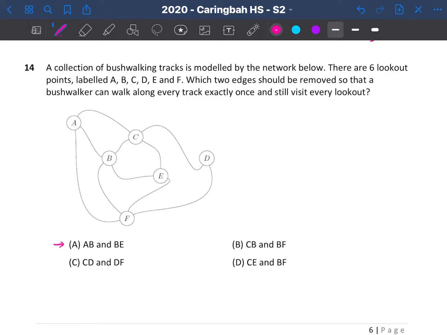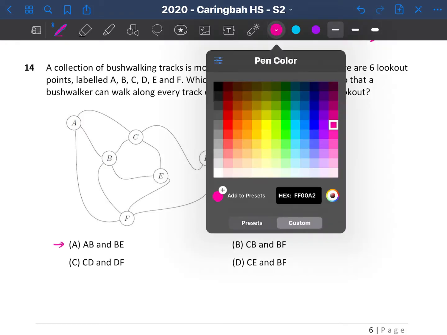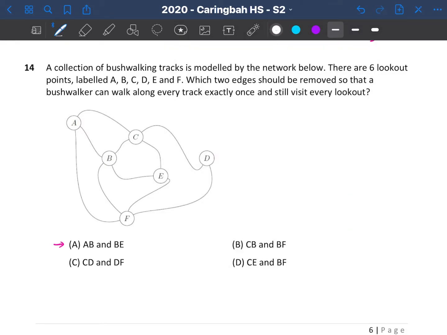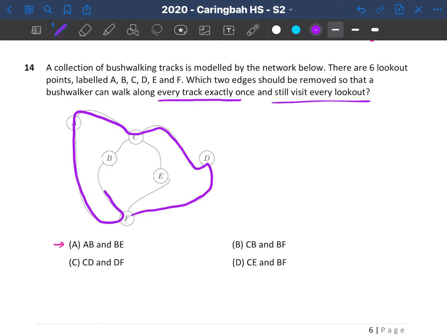Alright, so let's just do this by process of elimination. If I were to say A, B, and B, E, then I walk along every track exactly once, and I can still visit every lookout. Well, if I were to do... Yep, that works. Okay, so it's A.